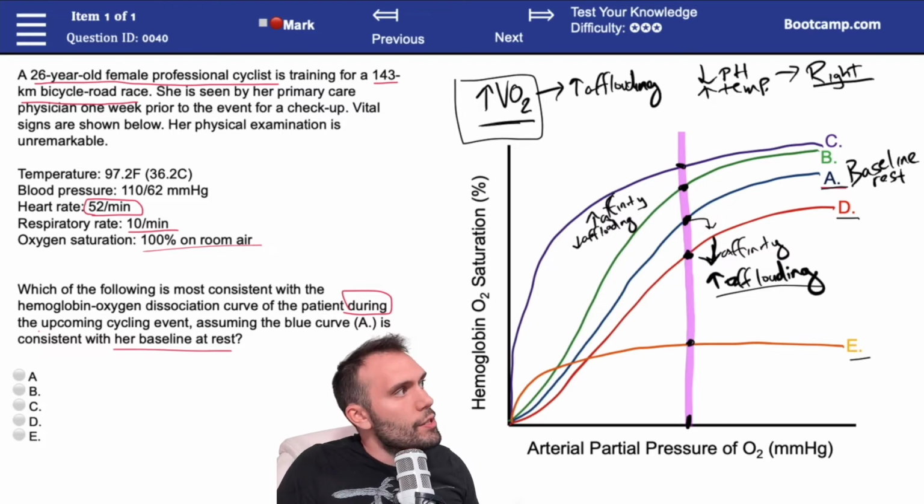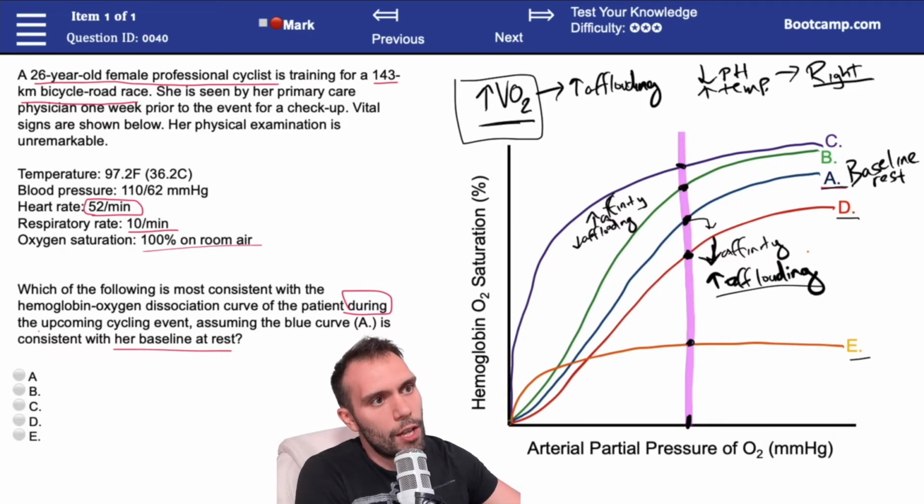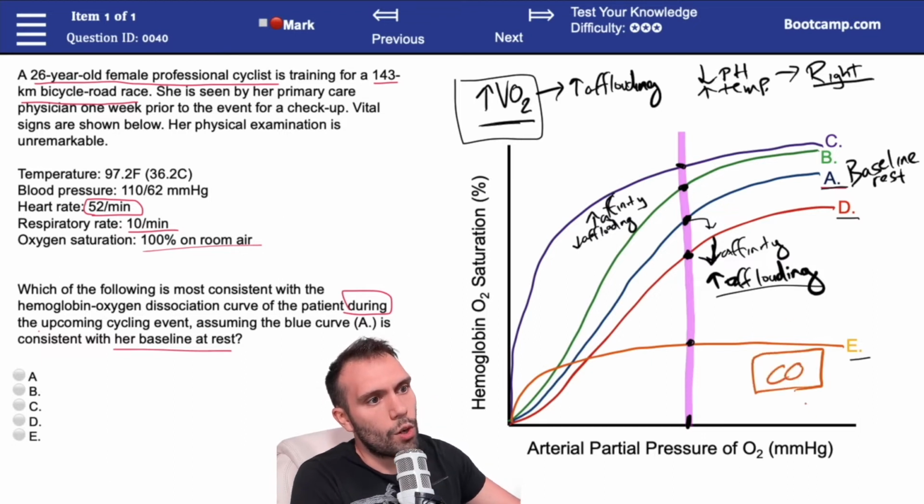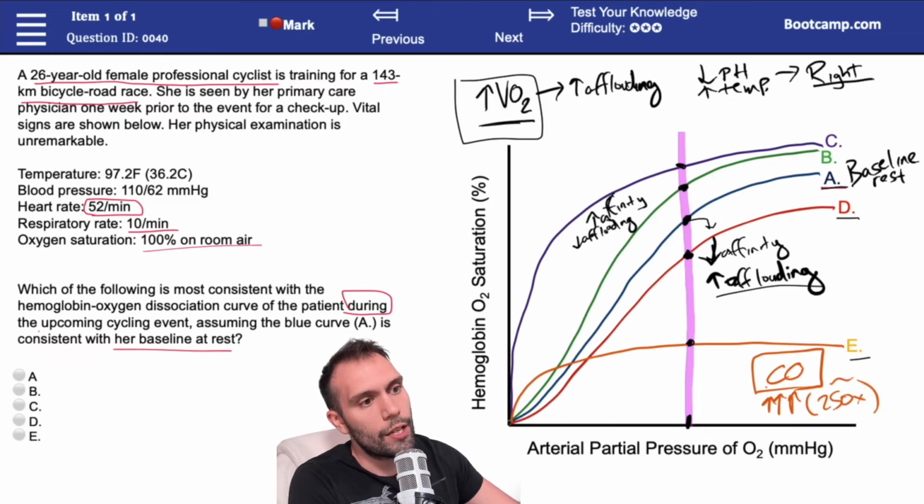So E is referring to a very specific kind of situation. When you see this curve that's probably about half the height of these other ones that has that unique shape on the side of it, that's referring to carbon monoxide poisoning. So carbon monoxide has a really high affinity. In fact, I would have to draw like 250 of these arrows. It has approximately a 250 times increased affinity for hemoglobin compared to oxygen. So it's much stronger binding.